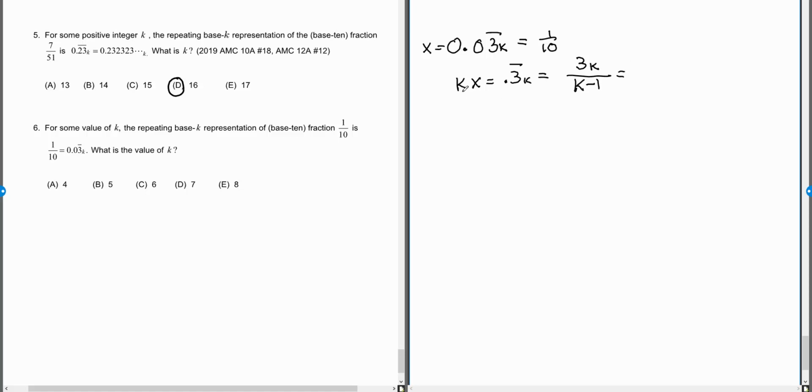now what happens when you divide by x again? So x equals how much? 3k over k minus 1 times 1 over k, okay? That is equal to 1/10. We have to solve this one, okay? Alright, now cross multiplication. k times k is what? k squared minus k equals 3k times 10, which is what? 30k, right?